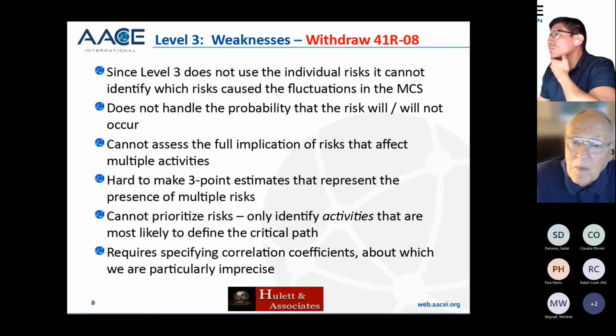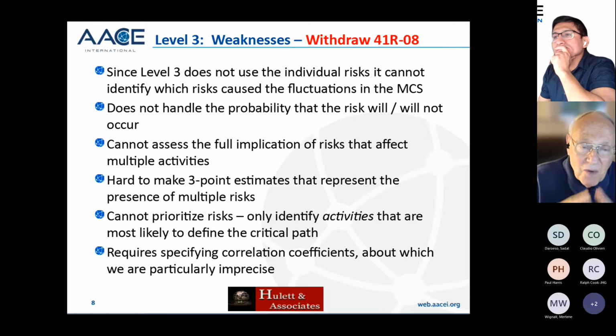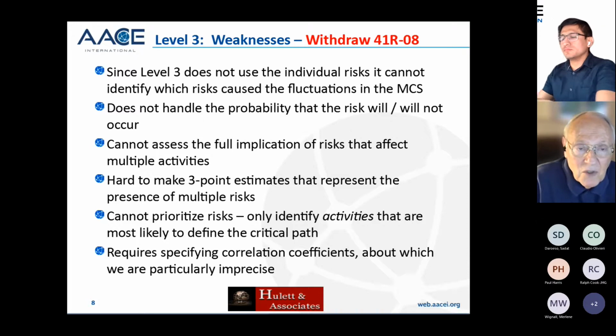Level 3 does not handle the probability that a risk will or will not occur. If you're putting those ranges directly on the activities, you're putting the ranges on the activities as if they were 100% likely to occur. And you know that one of the fundamental characteristics about risk is the probability that it will occur with some impact. If the ranges are directly on the activities and they all happen all the time, with random selection of the duration, that is a situation where you can't really answer the mail about which risks are important.